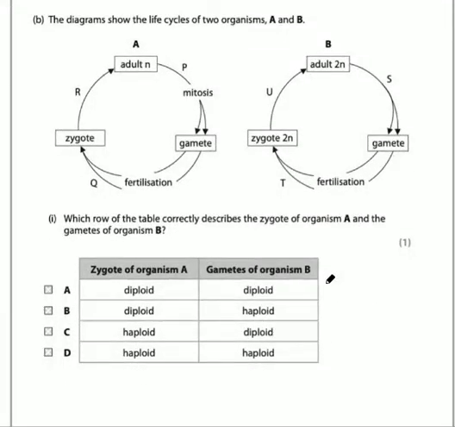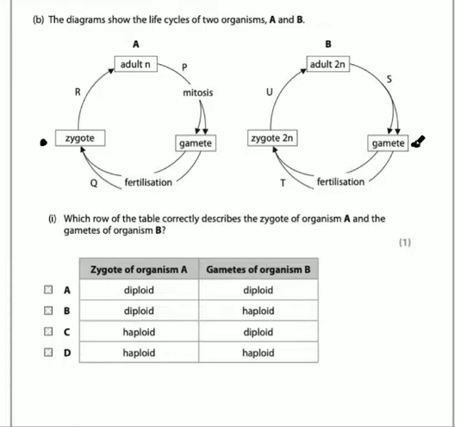B. The diagrams show the life cycles of 2 organisms, A and B. Which row of the table correctly describes the zygote of organism A and the gamete of organism B? So they want the zygote in A, and they want the gamete of organism B. Right. So at first sight this seems hard, but when you break it down, it's not.